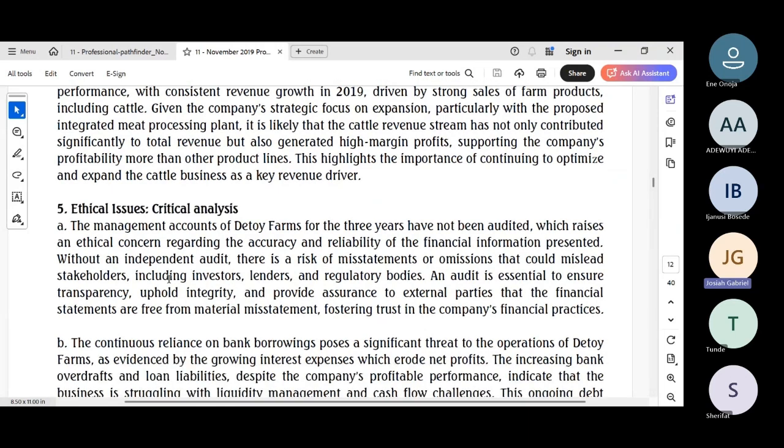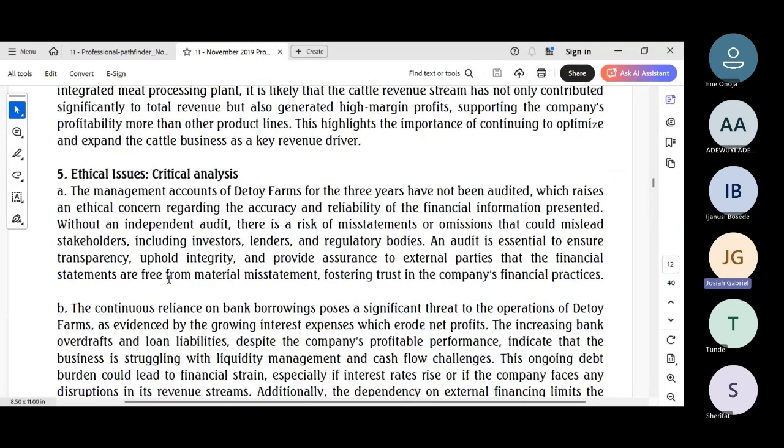Then the 5th box, we said, is ethical issues. We said the management accounts of Detoy Farms for 3 years have not been audited, which is an ethical issue. And it raises ethical concern because financial statements that have not been audited may have material misstatements, and the board may not have trust on the financial statement. So that's an ethical issue you need to point out, which is number 1.